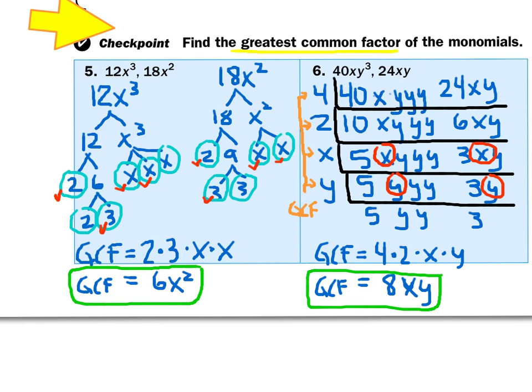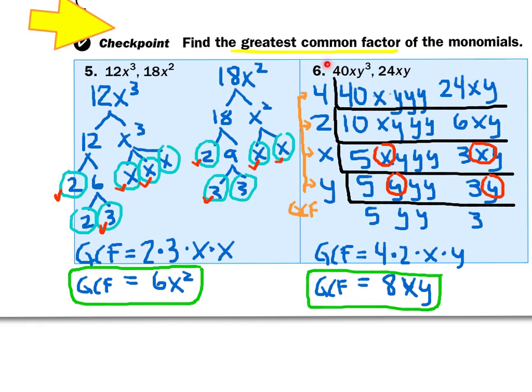Now, the way that we can find the greatest common factor is we just find everything they have in common. So notice that both trees have a 2, so I put 2 in my greatest common factor. Both trees have a 3, so I put 3 in my greatest common factor. And both trees have 2 x's, so I put 2 x's. And then I just multiplied. 2 times 3 is 6, x times x is x squared. So the greatest common factor is 6x squared.